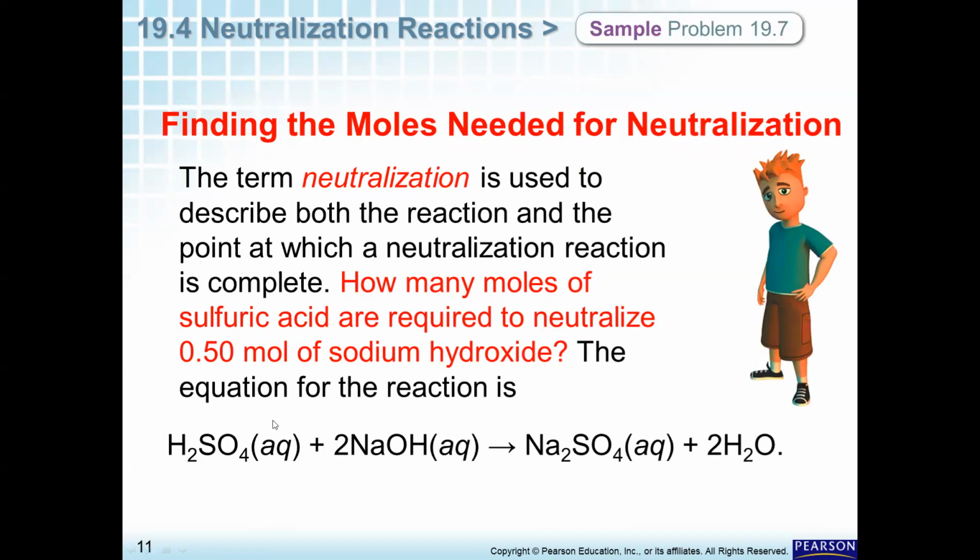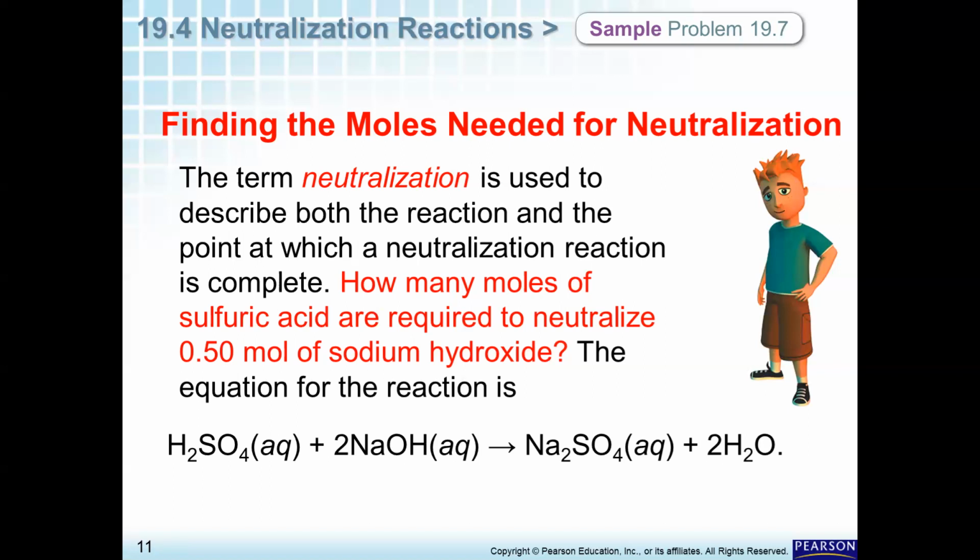So, finding the moles needed for neutralization. Based on the fact that we can set up the ratio based on the number of ions of H plus and OH minus, we can use what we learned in chapter 12. There's nothing new here. The only difference is that we are focusing on neutralization reactions, which is the reaction of acids and bases. In chapter 12, when we calculated the number of moles, we were talking about a wide range of reactions, whether single replacement, double replacement, combustion, whatever it is. But here we're focusing only on the neutralization reaction between acids and bases.